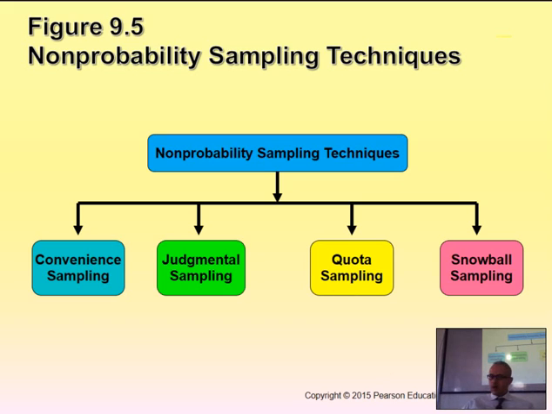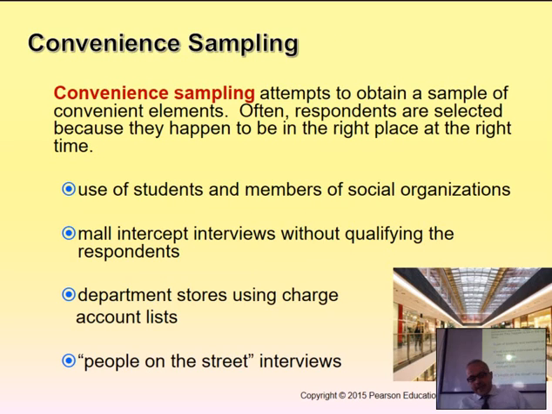Okay? Now we'll look at them in more detail. Here we've got convenience sampling. It attempts to obtain a sample of convenient elements. Respondents are selected because they happen to be what? In the right place at the right time. So you're doing your research at 10 o'clock at the corner of the street. Anyone who happened to be there at that time, in that location, will be part of the sample.